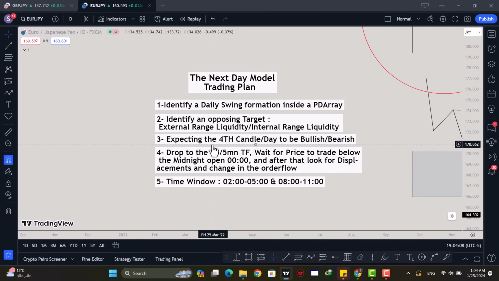Now I believe that everything is clear. The next video, or the video after this one, is going to be about backtesting this model, all right? So you don't want to miss that one.